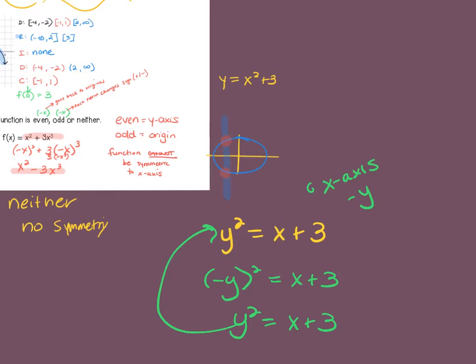If it's a function, it can't have x-axis symmetry, because then it would fail your vertical line test. This graph is actually a parabola turned on its side, this y squared, and it would fail.